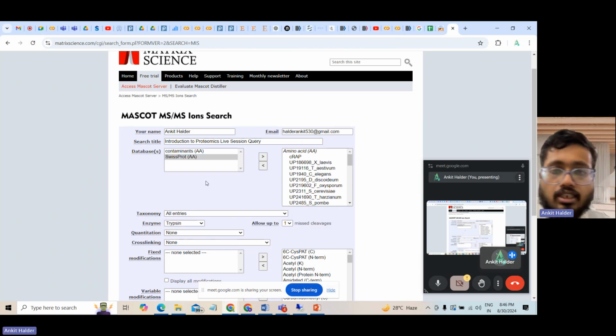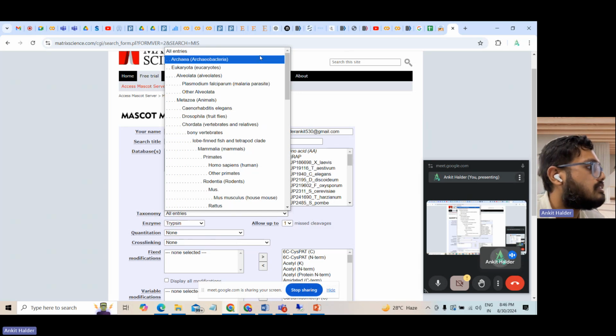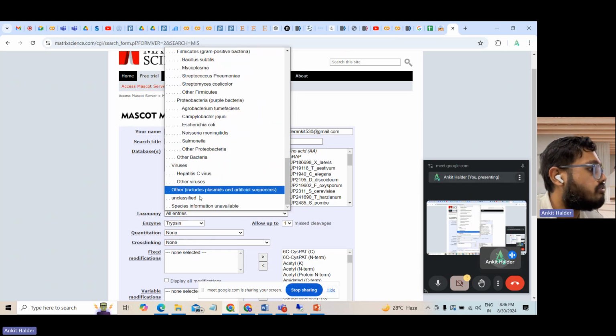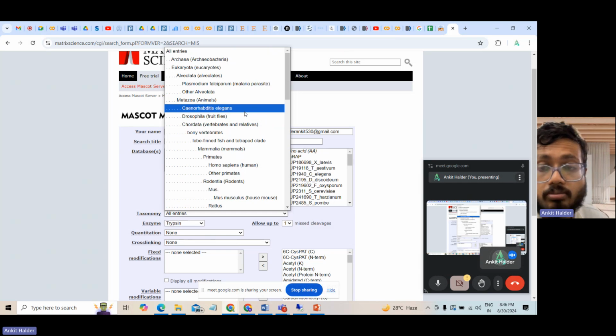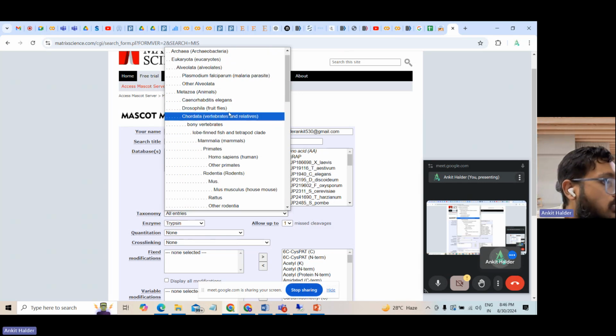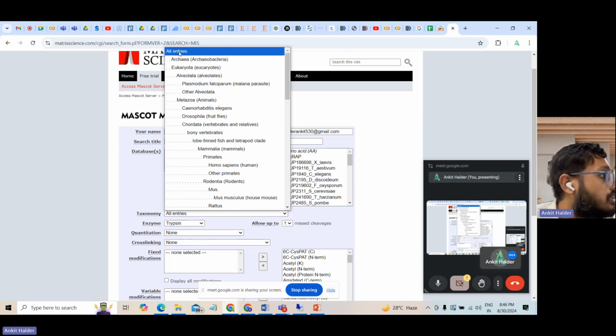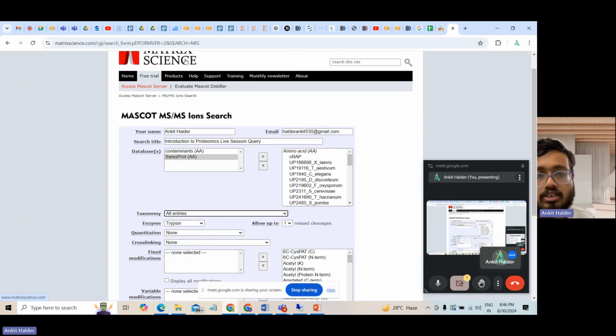Now there is another option for us to add taxonomy, for example Archaebacterium, Alveolata, Plasmodium. If we are not sure which species it belongs to, and we want to check whether it belongs to any particular organism, we can click on all entries so that it spawns all the possible organisms.